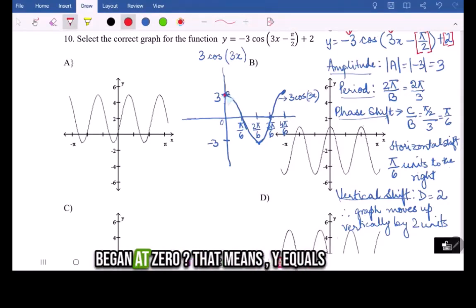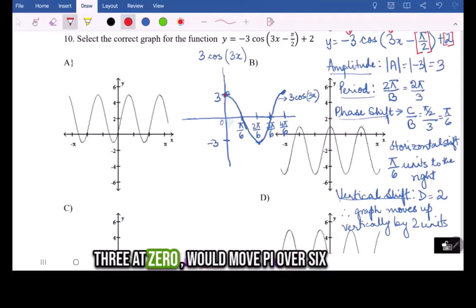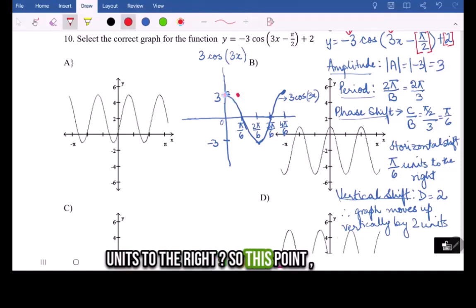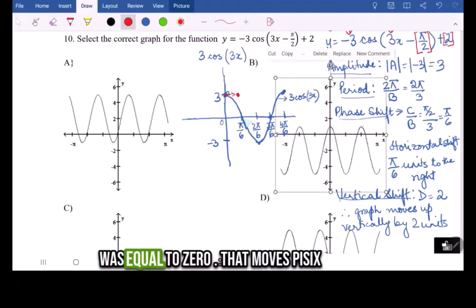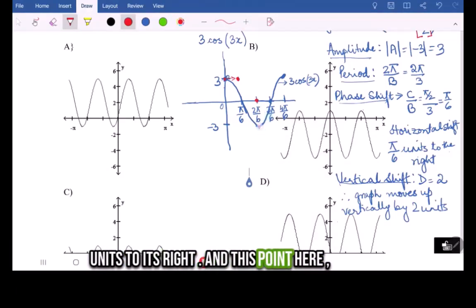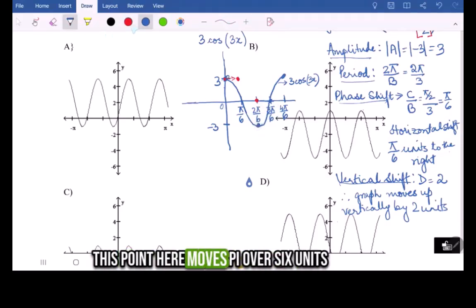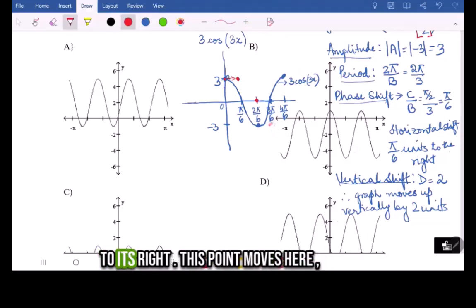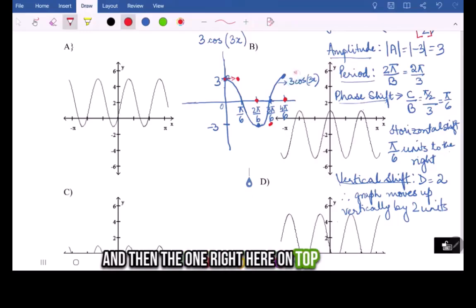So what began at 0, that means y equals 3 at 0, would move pi over 6 units to the right. So this point, which was at x equal to 0, it was 3, has moved pi over 6 units to the right. And what was at pi over 6, y was equal to 0, that moves pi over 6 units to its right. And this point here, which was at pi over 3 originally, moves pi over 6 units to its right. This point moves here, and then the one right here on top moves here.